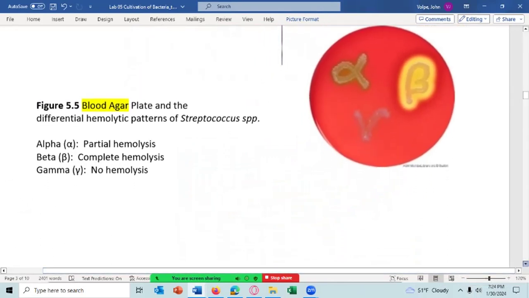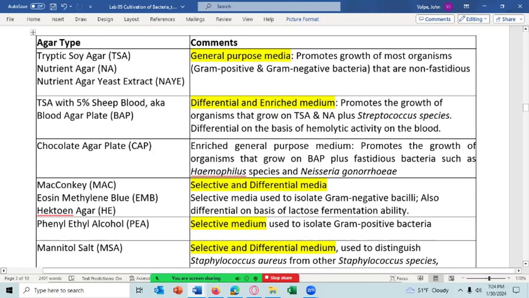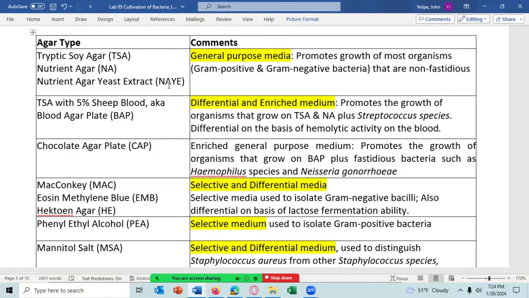One more. All right, this table is showing you the different types of media. We have different general purpose media, such as tryptic soy agar or TSA, nutrient agar or NA, or nutrient agar with yeast extract. It promotes the growth of many organisms, but not fastidious organisms. We also have a differential and enriched medium, and that would be blood agar, in which you can grow some fastidious organisms, and you can also differentiate between the hemolytic pattern of the bacteria. We also have an enriched general purpose media, and that would be chocolate agar or CAP.